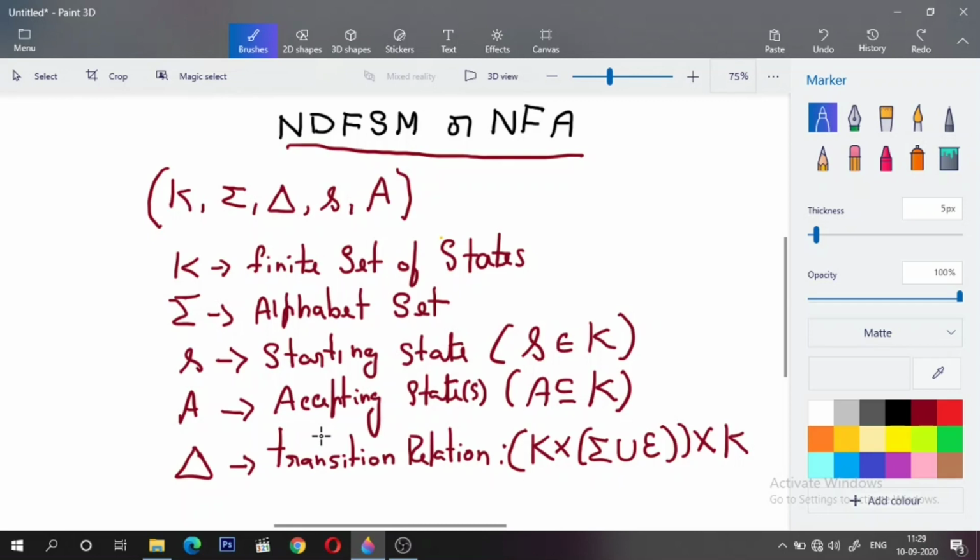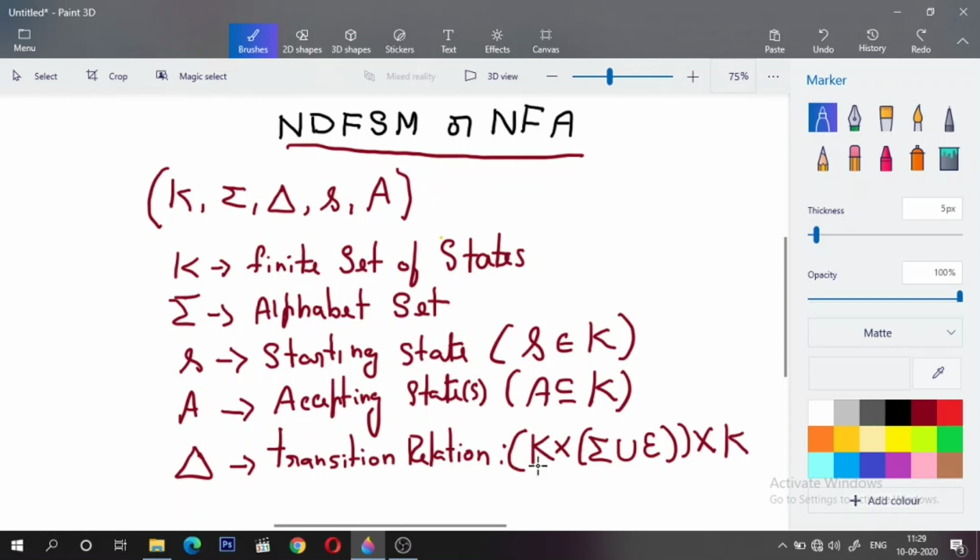The definition says an NDFSM is a machine which is made up of quintuples, which means 5 tuples: K, sigma, the transition relation represented using a triangle, S, and A. K stands for the finite set of states. Sigma represents the alphabet set. S represents the starting state, and A is a set of accepting states that is a subset of K. And the only difference with respect to DFSM is the transition relation here.